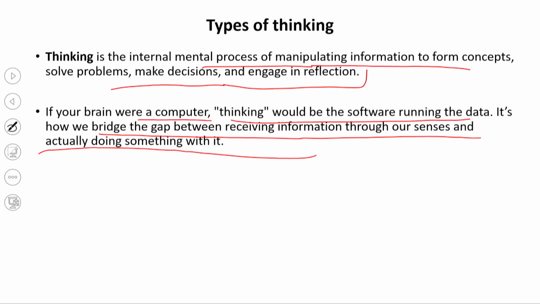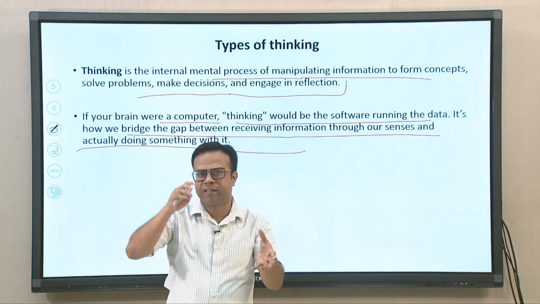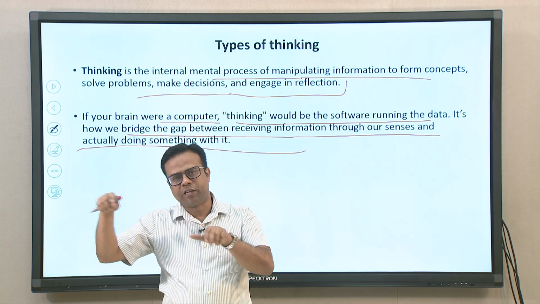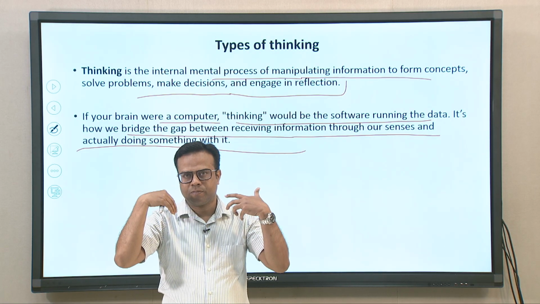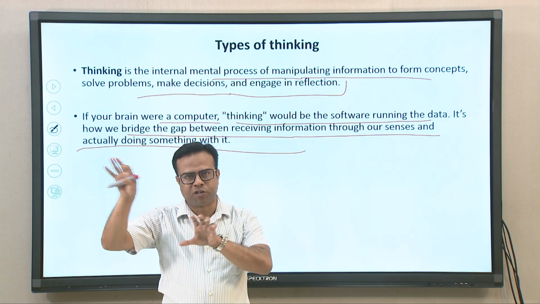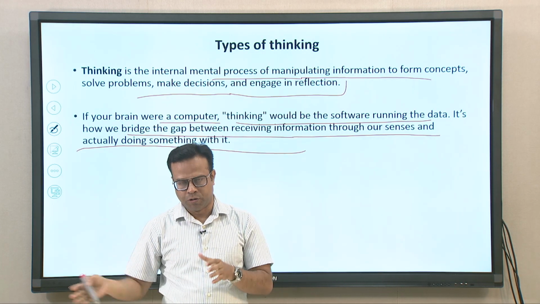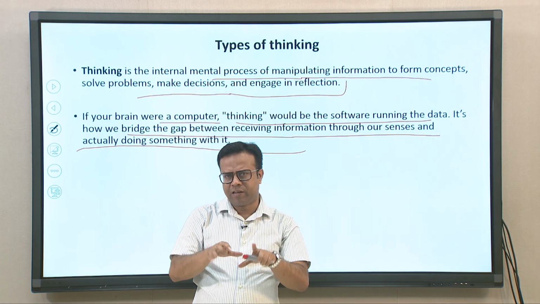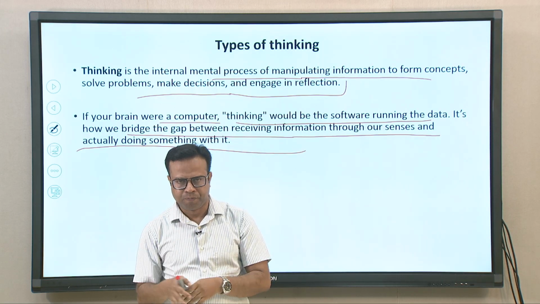So these are data. For every software, we provide some data, and then the software manipulates those data and creates certain outputs. So thinking is just like software. It receives data from the real world, and then it manipulates those data and gives you certain output, like when you solve a problem, that's an output. Thinking works in a very similar fashion.